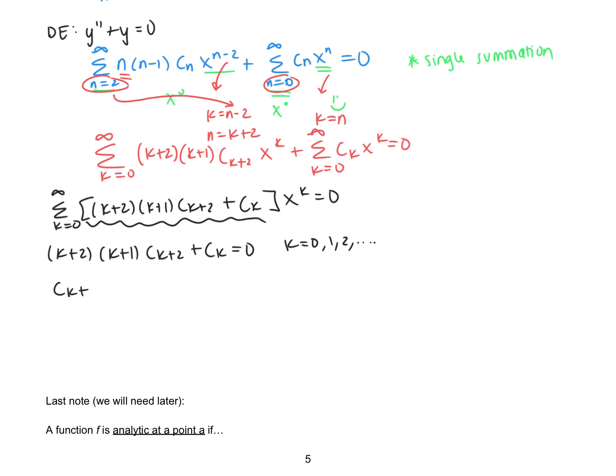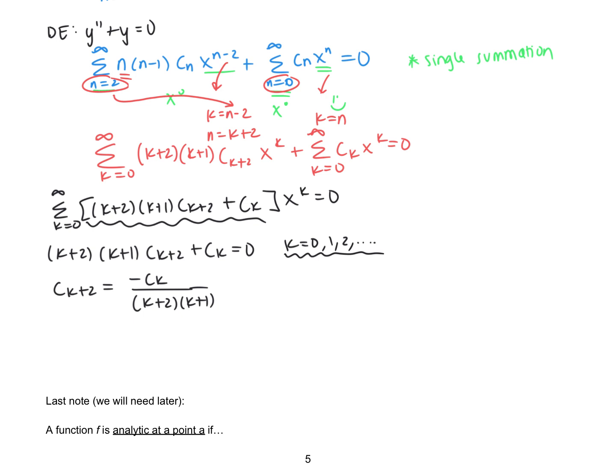If we solve for c of k plus 2, that would give us negative c of k over k plus 2, k plus 1. That is our recurrence relation. And remember, this applies for k is 0 and above. Okay, so the next thing that we did is we used this recurrence relation to come up with a few of the terms.